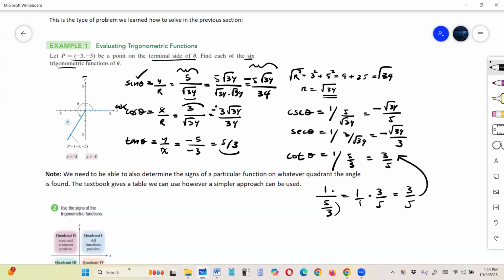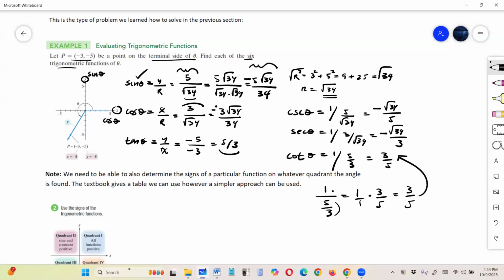but we needed to be aware of the negative and or positive signs. So the y-axis is sine of whatever angle theta, and cosine is the x-axis. So this axis right here is cosine.